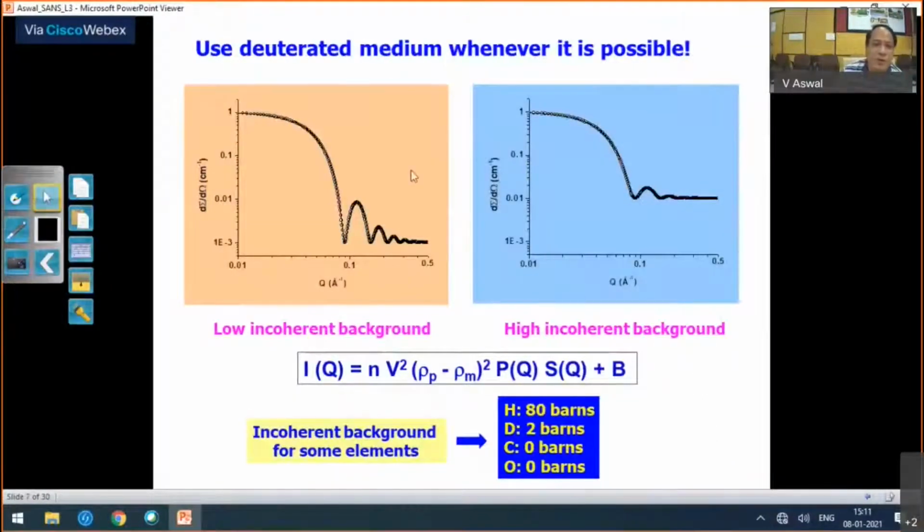Then also what you should know is that you should minimize incoherent background from the sample. So any hydrogenous content in the sample will give you incoherent background.